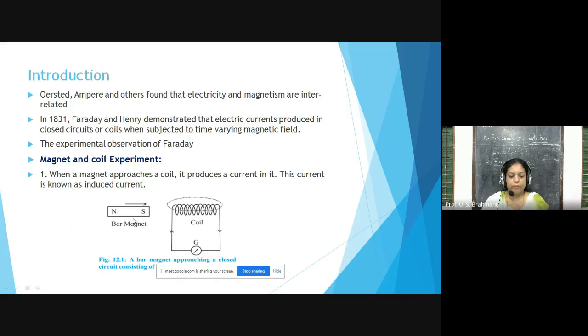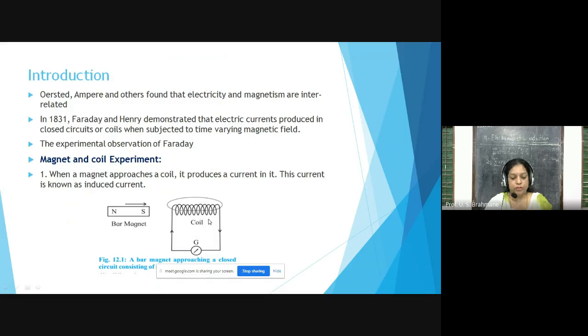This is a very simple experiment, so you'll understand exactly what it is. See here, the magnet is there, a bar magnet. You have played with this. So the bar magnet, and this is the coil. The coil is connected to a galvanometer, so because of the change in current, it shows deflection. When a magnet approaches a coil, it produces a current in it, and this current is known as induced current. And when the current is flowing in the galvanometer, it shows the deflection.